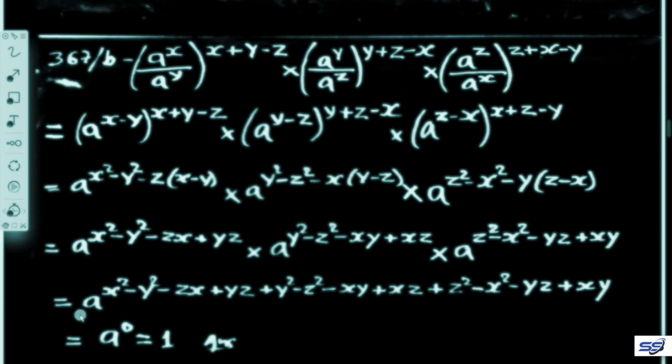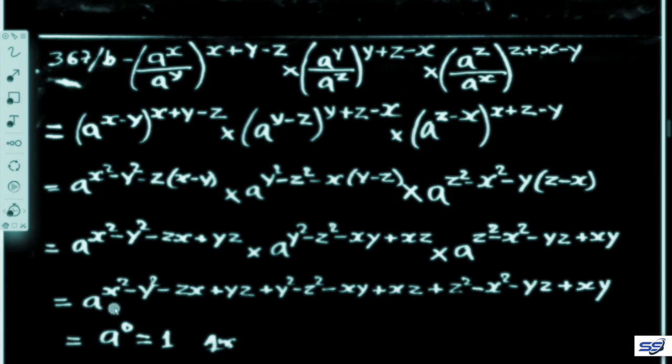Here comes equal a to the power x square minus y square minus zx plus yz, the first one. Then starts our second one from here, plus y square minus z square minus xy plus xz. Second one finished. Now again starts our third one, third power, z square minus x square minus yz plus xy. Now here all the three powers have been added.